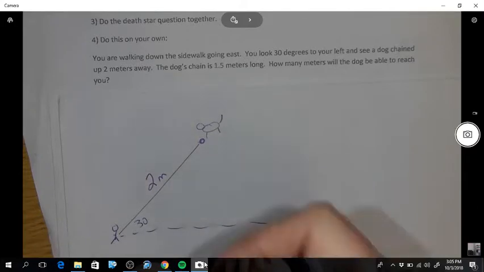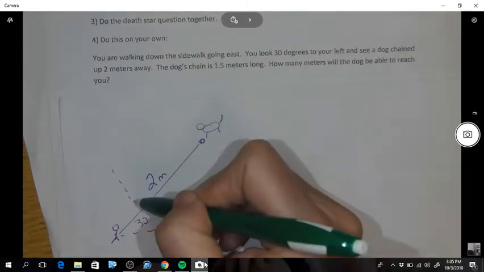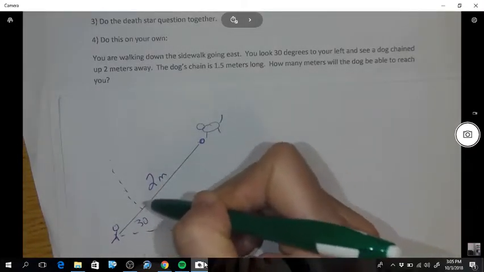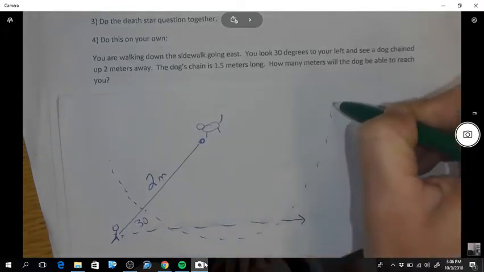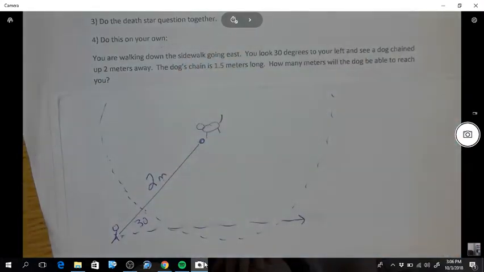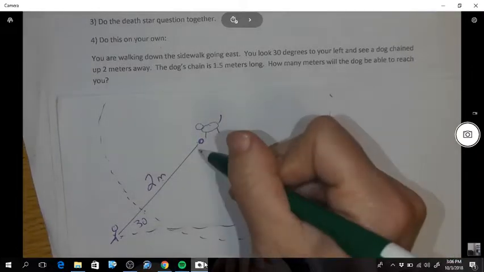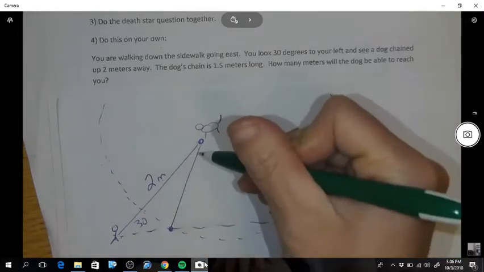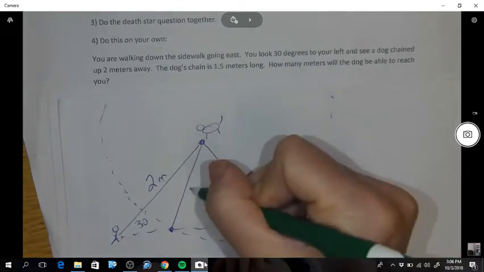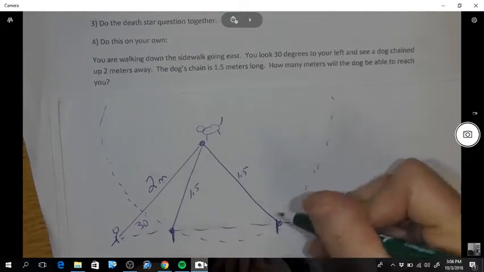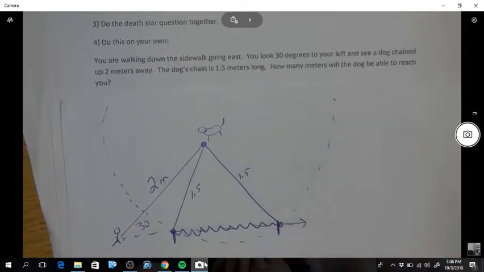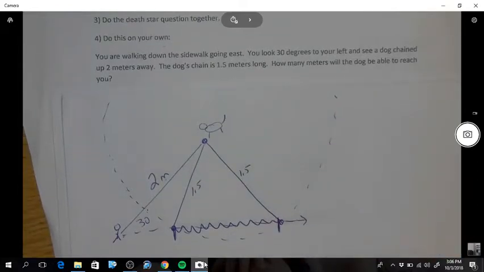So remember, if a dog chain is 1.5 and this is 2, that's like 1, that's 1.5. See how the dog would be able to reach inside that circle with a radius of 1.5? So this looks like an ambiguous case. Now, here's your danger zone, right? This line, that's where the dog would be able to get you on the sidewalk.